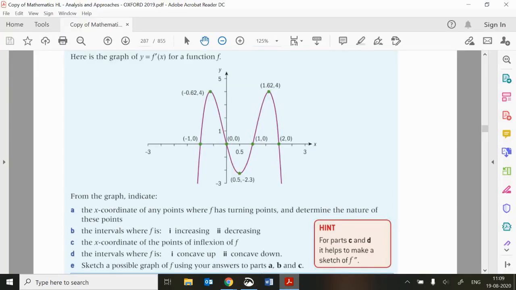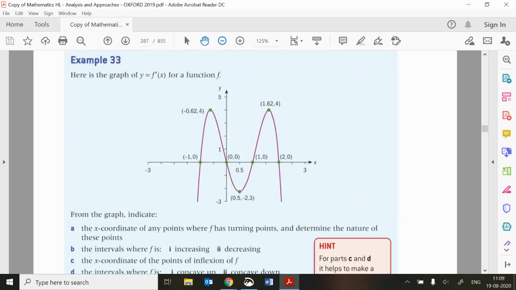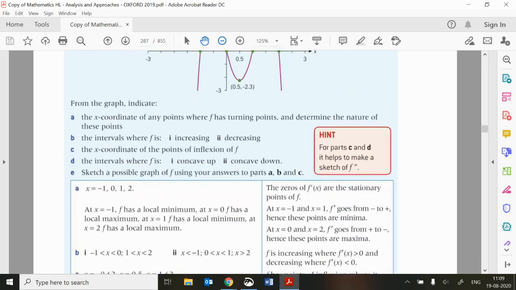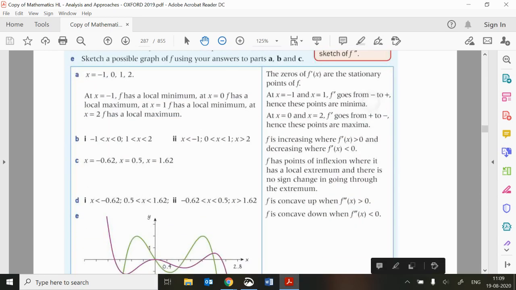Now, I just wanted to check how the book has done this as well, and you can see that the book really hasn't made too much of this. It's just said f is concave upwards when f double dash of x is greater than 0, and that's up until our turning point on the graph which they've given us here. So when x is up until minus 0.62, and then when is it concave upwards? It's also concave upwards when we have another positive gradient section on f dash of x, and that's between 0.5 and 1.62. And you can see that that's what they put in answer D there.